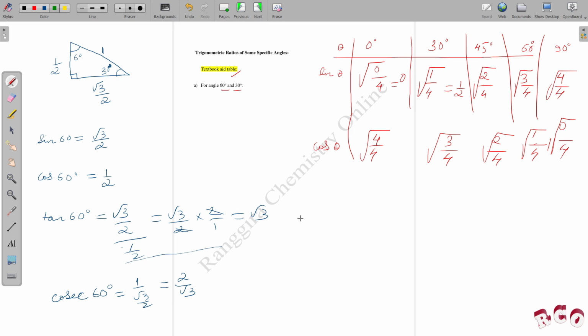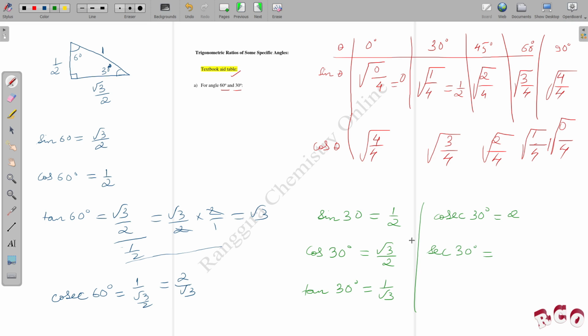So I am writing it now for 30. Sine 30 is opposite by hypotenuse, so 1 by 2 directly you can write. Cos 30 is adjacent by hypotenuse, directly you can write root 3 by 2. Tan 30 is opposite by adjacent, so it will be 1 by root 3. Cosec 30 is hypotenuse by opposite, so it will be 1 divided by 1 by 2, so it will be 2. Again, sec 30.